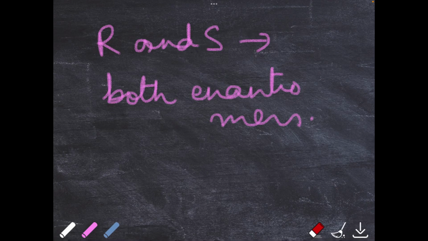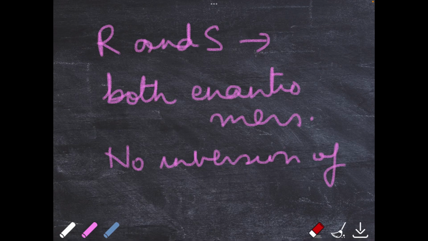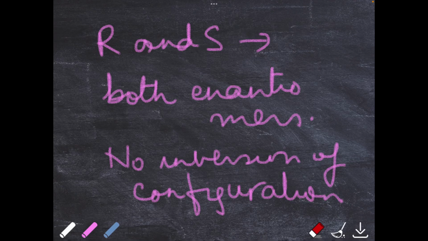And there is no inversion of configuration. But yes, if it attacks from the opposite side, there might be, but not necessarily, which is a rule in the SN2 reaction. So there's not necessarily inversion of configuration. They may be, they might not be.